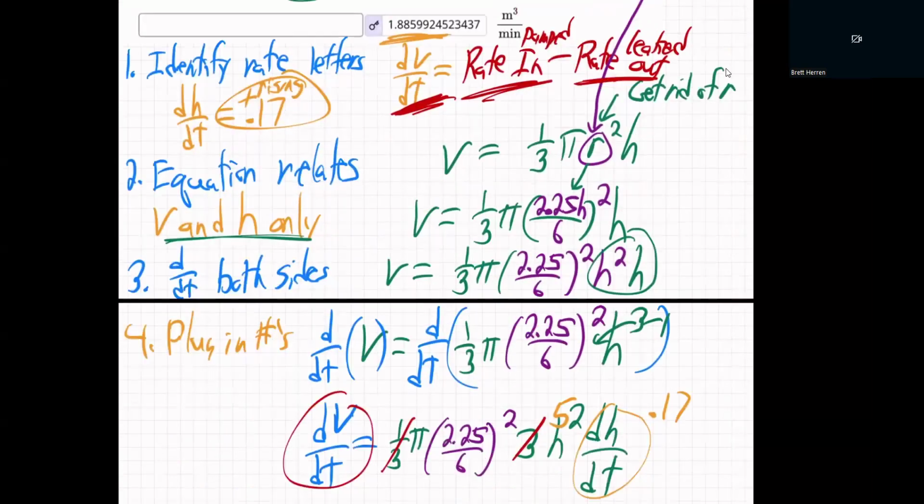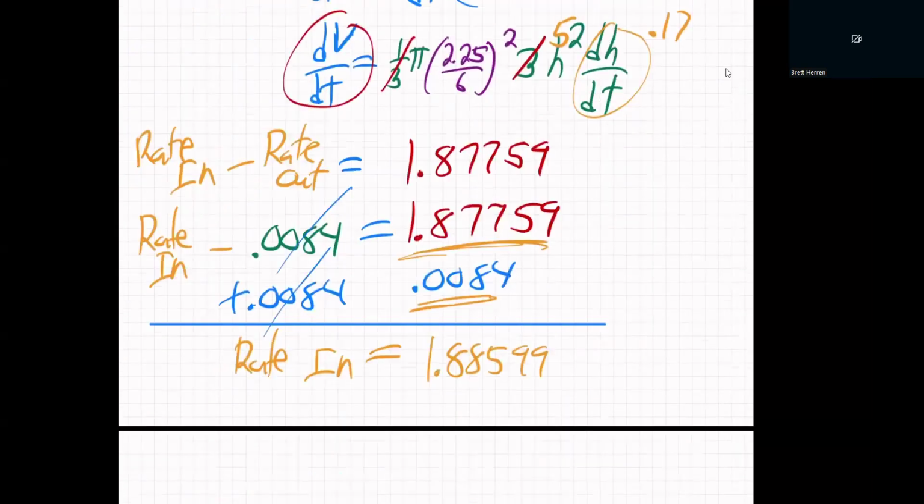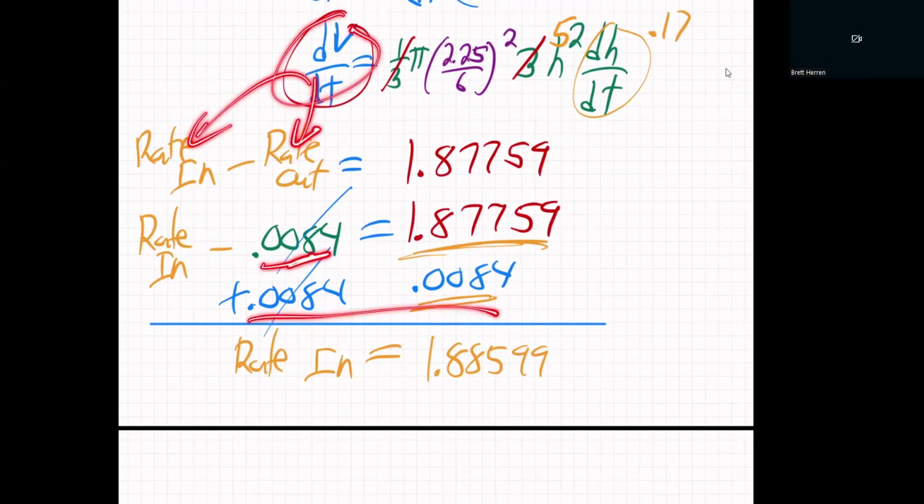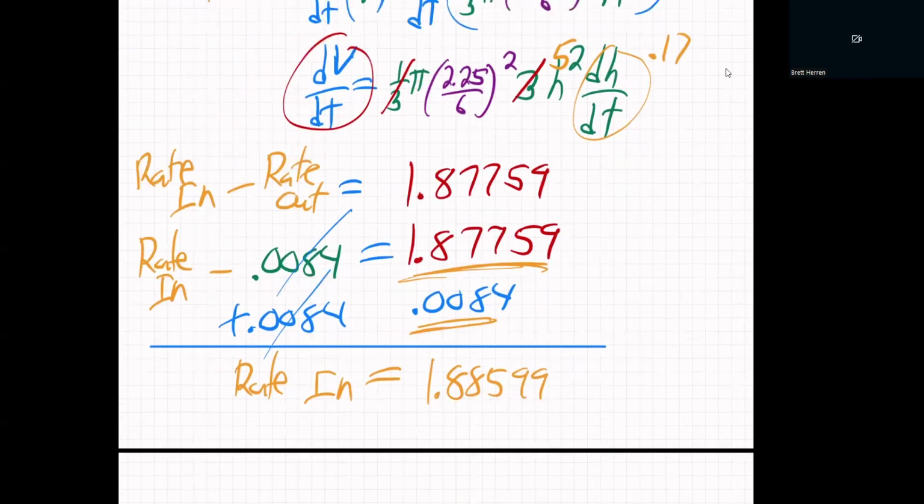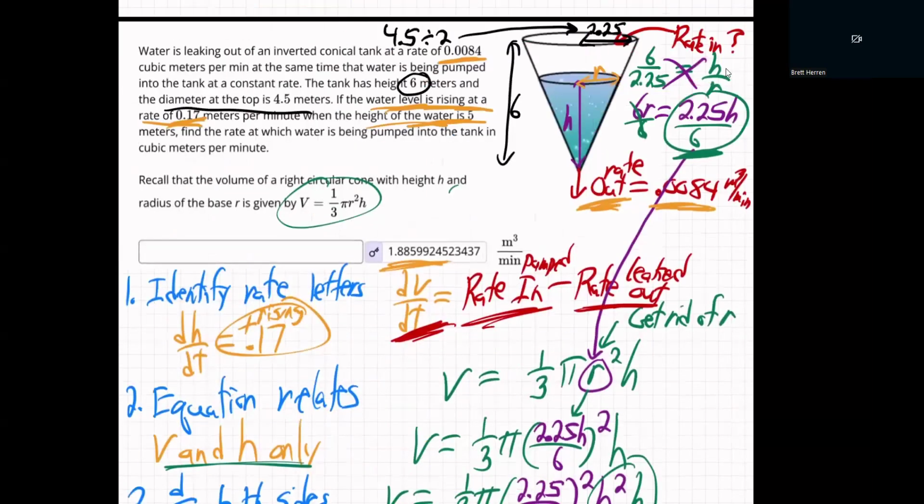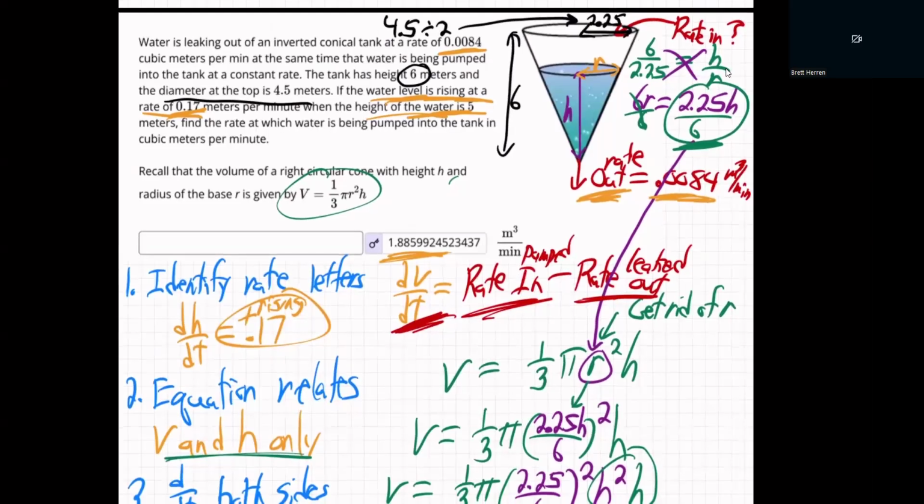So that was a little bit tricky, wasn't it? Right there at the end, we had to say, well, dV/dt is rate in minus rate out. We know the rate out. Add that over. There we go. And so we're able to solve right at the end for that problem. And so there we go.